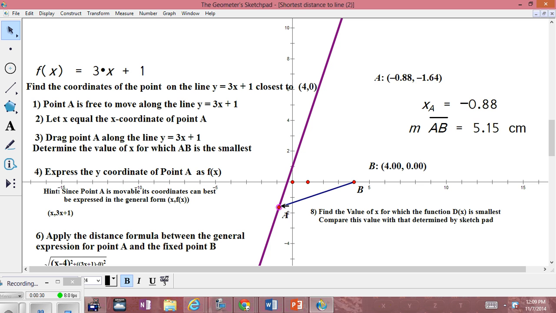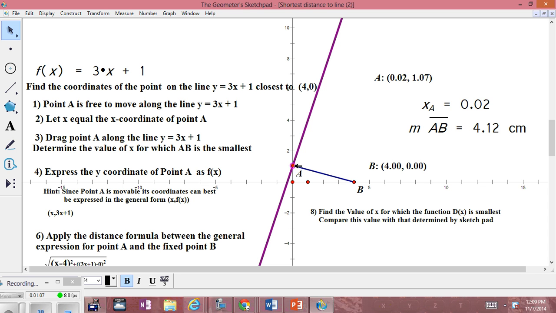So we want to find the minimal distance from the point B to the line. I've done this up in Sketchpad so you can see. Here's the distance AB, and here's the A. The question, more specifically, is to find the coordinates of the point on the line closest to 4, 0. So we move that along, and we're seeing the distance getting smaller and smaller, and right about here, it's at its smallest value, right?